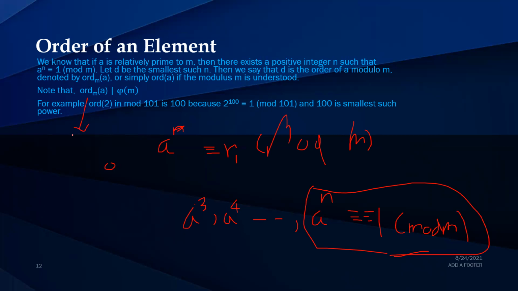So m is the divisor, and a is the number. So this is the order. n is the order, which divides phi of m. So a raised to phi of m is congruent to 1 mod m. We know that by Euler's theorem.